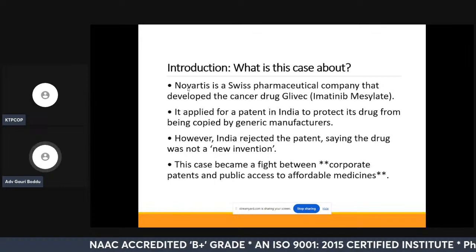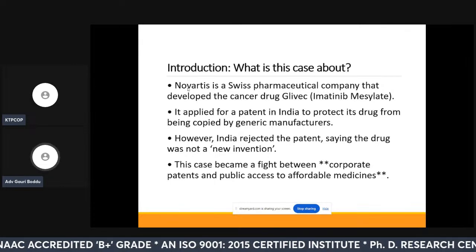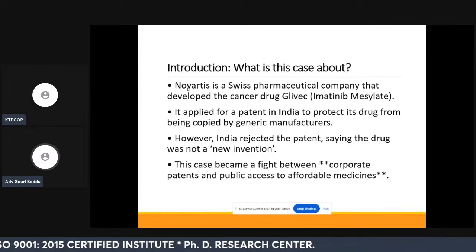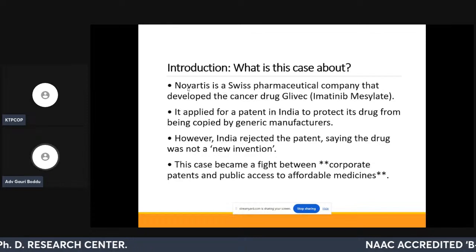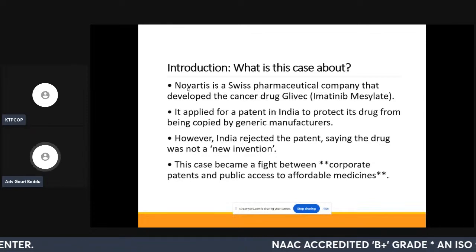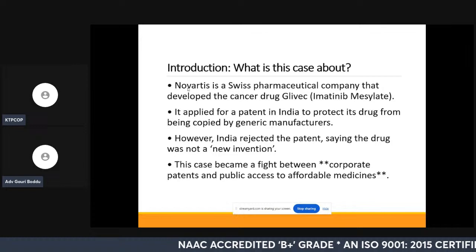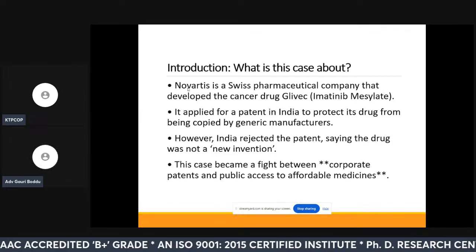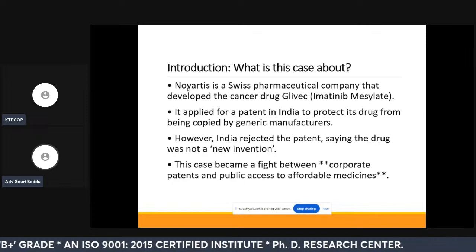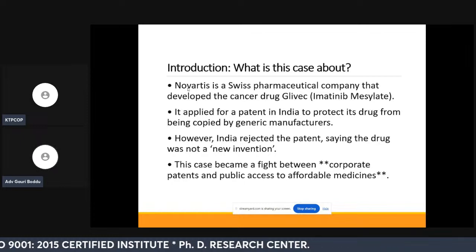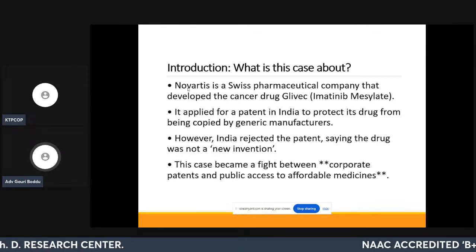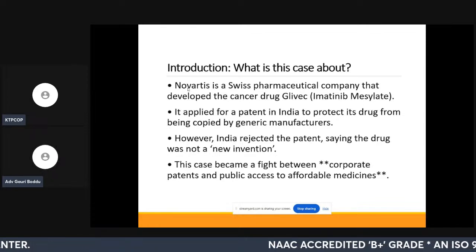Novartis is a Swiss pharmaceutical company that developed the drug Gleevec, imatinib mesylate. It applied for a patent in India to protect its drug from being copied by generic manufacturers. However, India rejected the patent, saying the drug was not a new invention. They wanted to say that it is a copied invention. So this case became a fight between corporate patent and public access to affordable medicines.